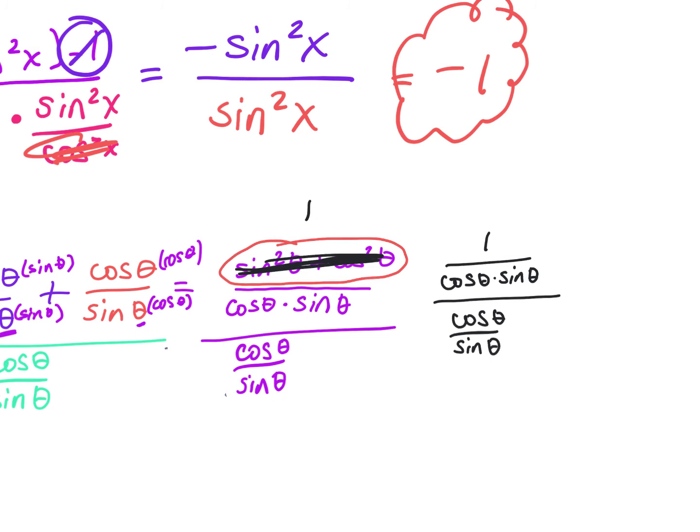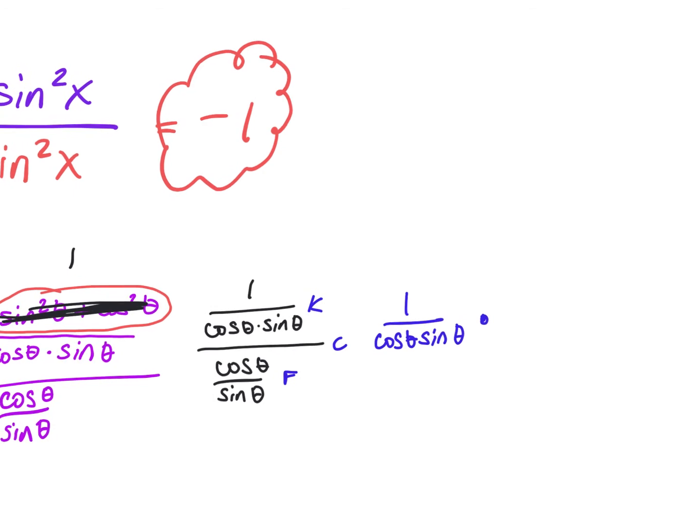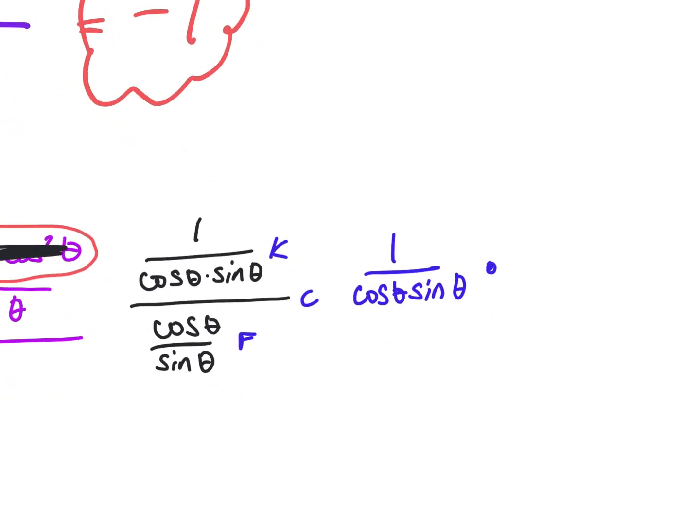Have we done a problem like this about 14,000 times? It's just a fraction divided by a fraction, right? So what do we do? Keep, change, flip. So I have 1 over cosine theta sine theta times, what am I multiplying by? I'm going to flip. Cosine over sine becomes sine, perfect, over cosine. Awesome. Now what happens?